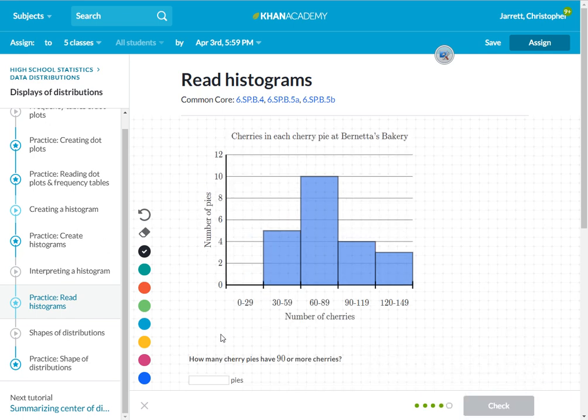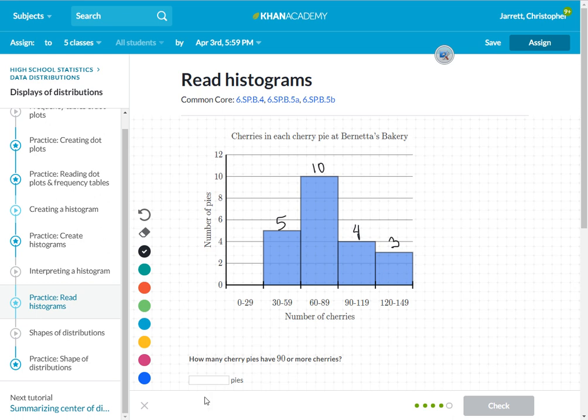How many cherry pies have 90 or more cherries? Well, to find out, I have here, this isn't 4, between 30 and 59 cherries. It's not 4, it's not 6, it's in between. So there are 5 pies between 30 and 59. There are 10 pies between 60 and 89. There are 4 pies between 90 and 119 cherries. And there are, again, in between 2 and 4, 3 pies between 120 and 149 cherries.